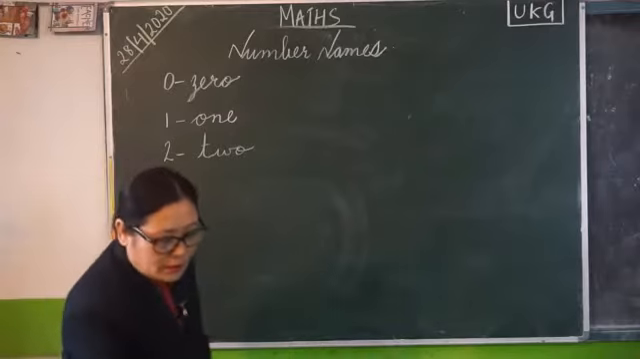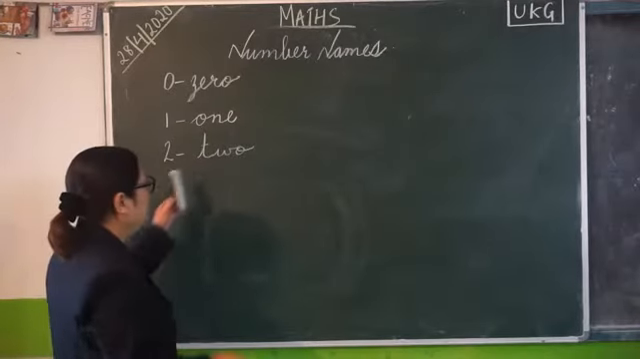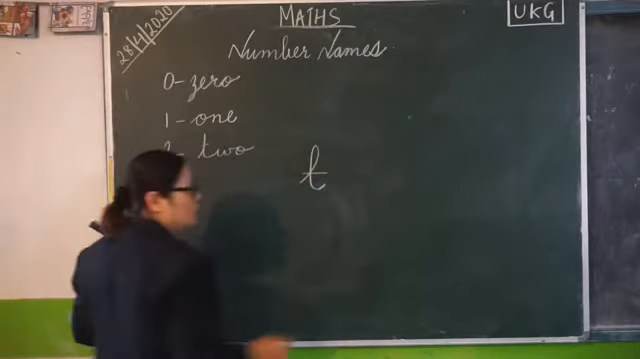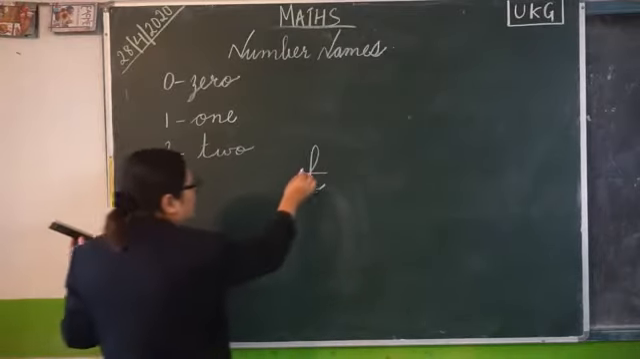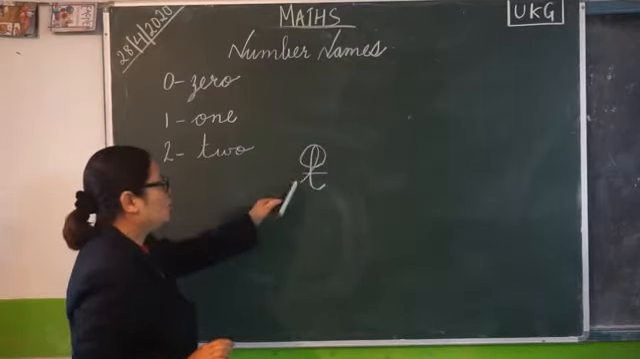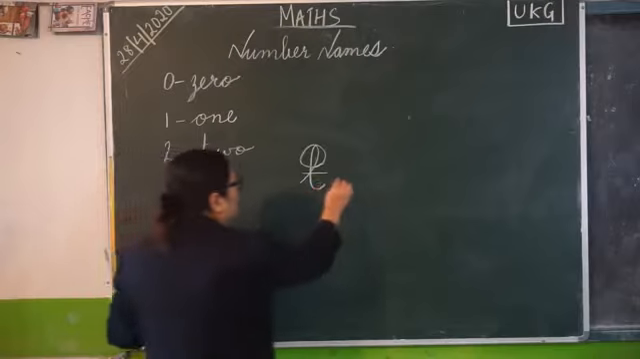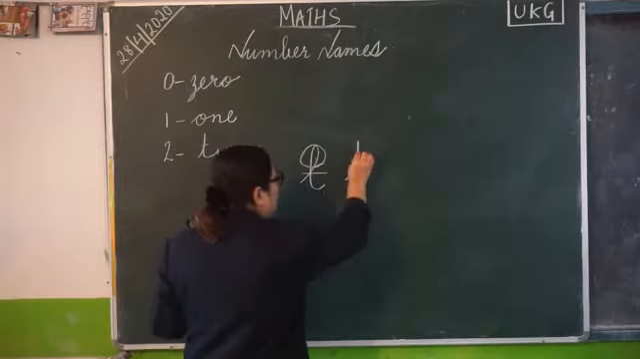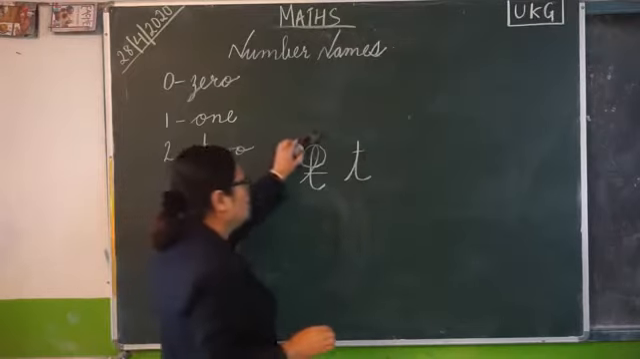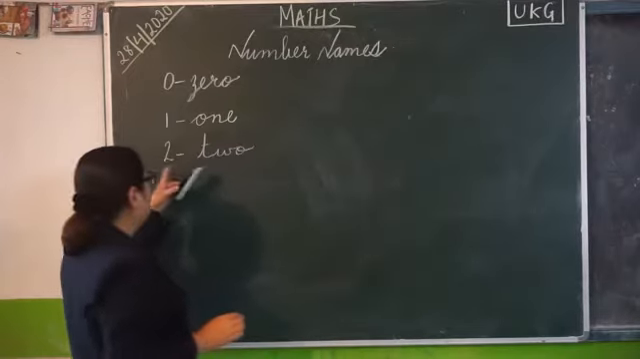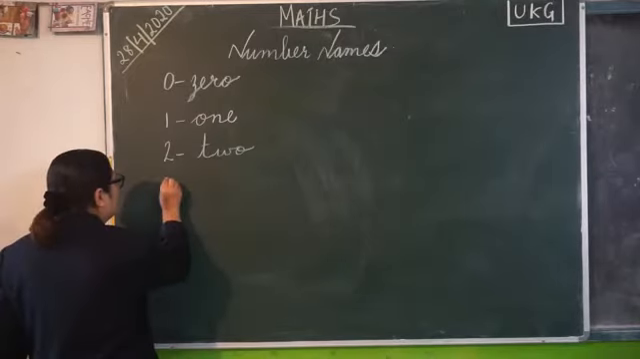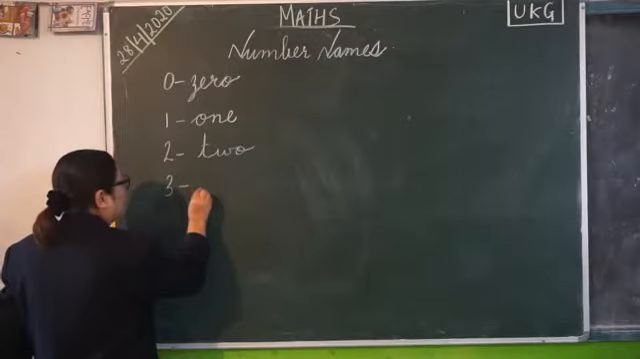T-W-O-2. Students, see that this is 2, you should not write T like this. As I told you last time also, for this T, you shouldn't make a loop here. This T is wrong. Okay? When you write T, up, down, T. This is the way to write T. Okay, children? Then after 2 comes number 3.